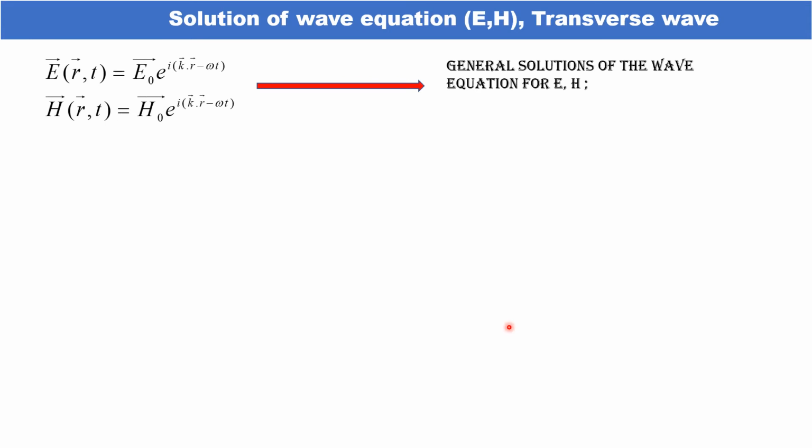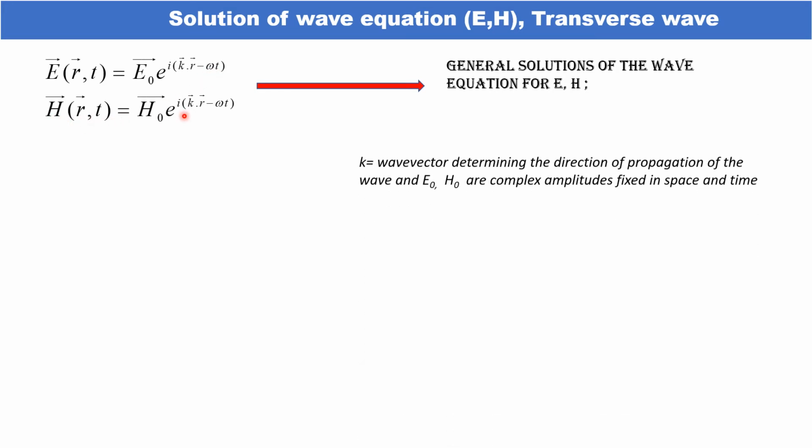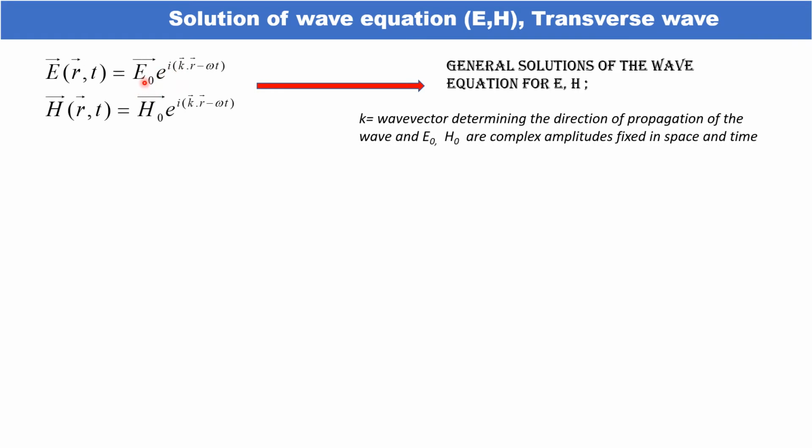Now we have the wave equation. What are its solutions? The solution for the electric field can be written as E0, the amplitude, into the space part and the time part, in a common 3D equation. Similarly for H we can write that. Now one by one we will discuss the parameters. E0 and H0 are complex amplitudes which do not change with time and space, that is, they are fixed in time and space.